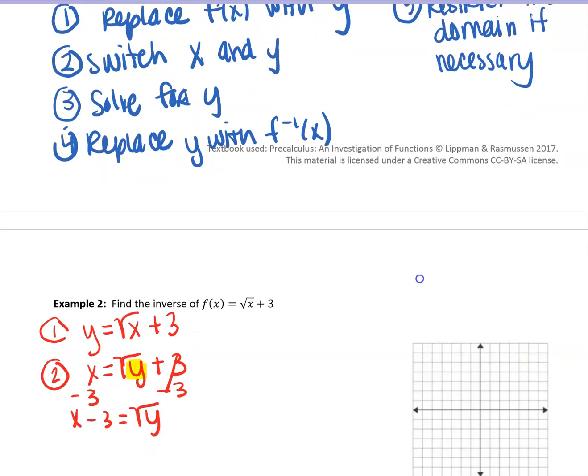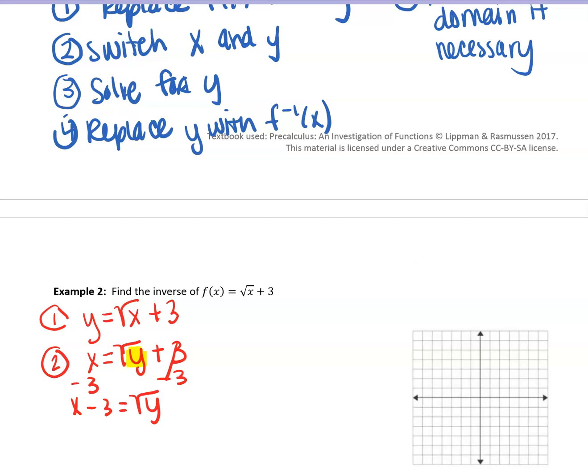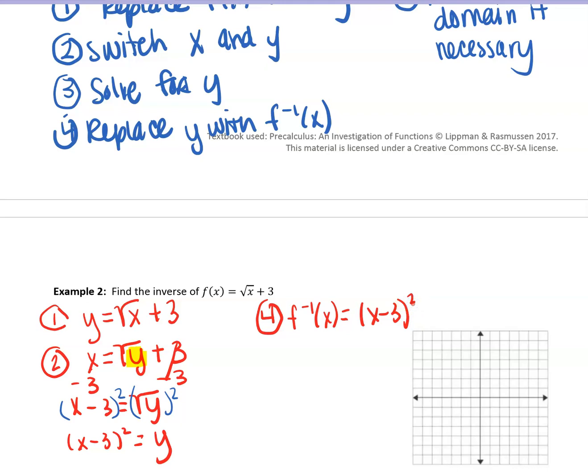And then in order to get that y completely by itself, you would have to square both sides. So it does matter, order of operation here. So that would give me x minus 3 squared equal to y. Step 4 says replace y with f inverse of x. So f inverse of x is equal to x minus 3 squared.